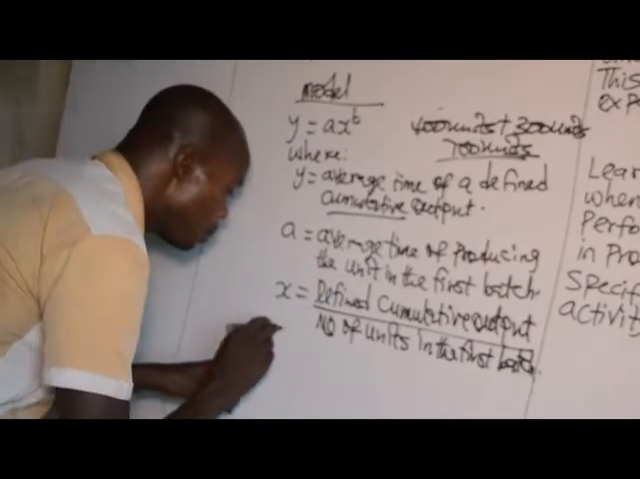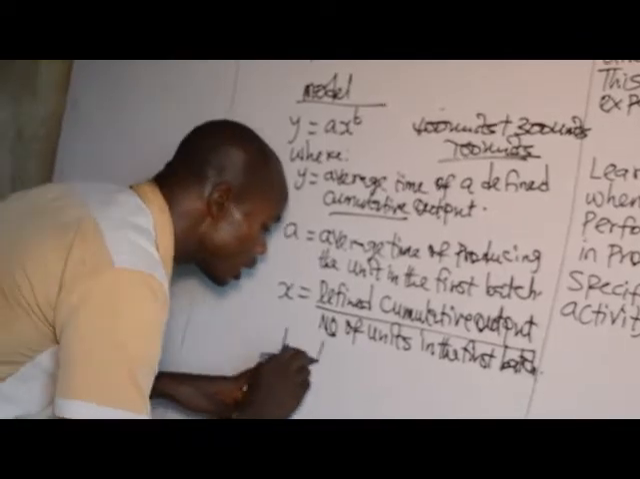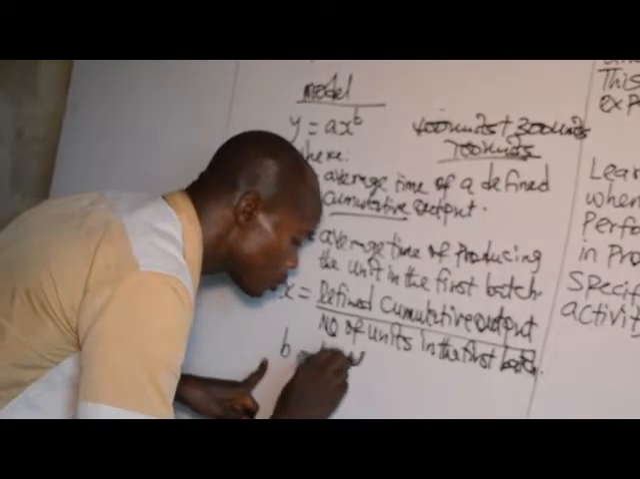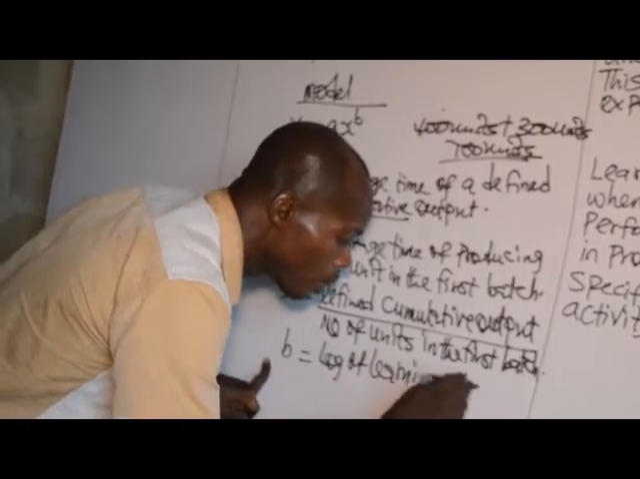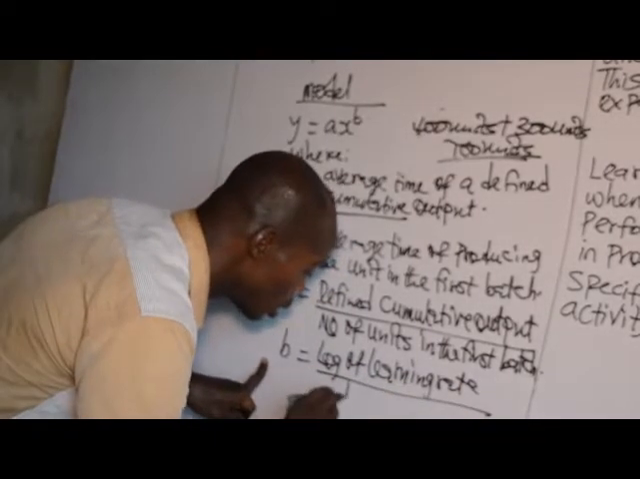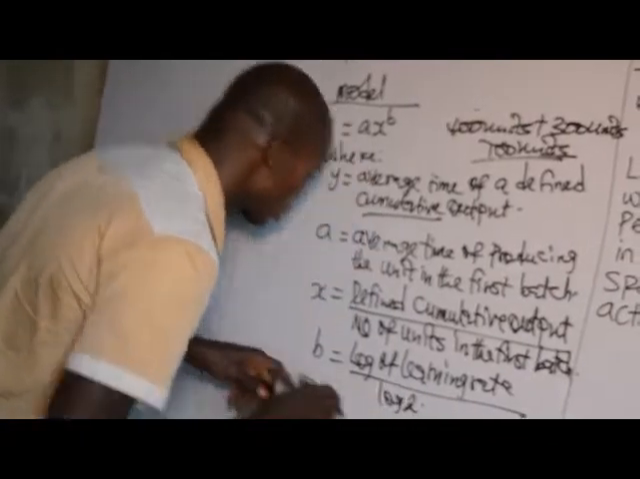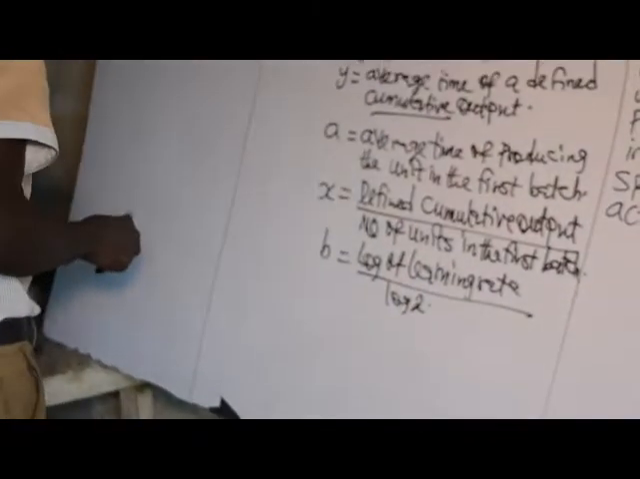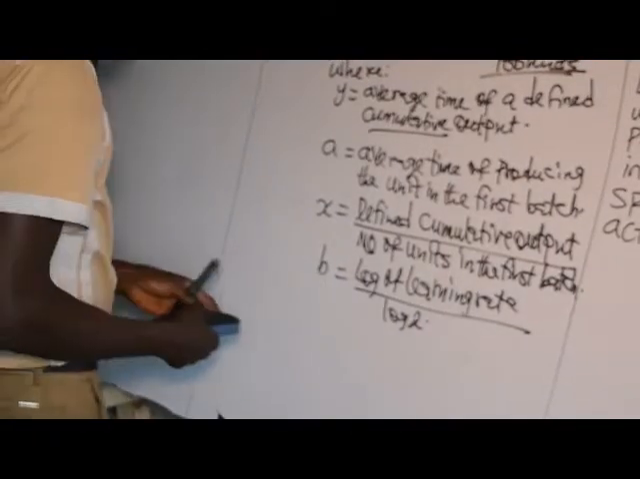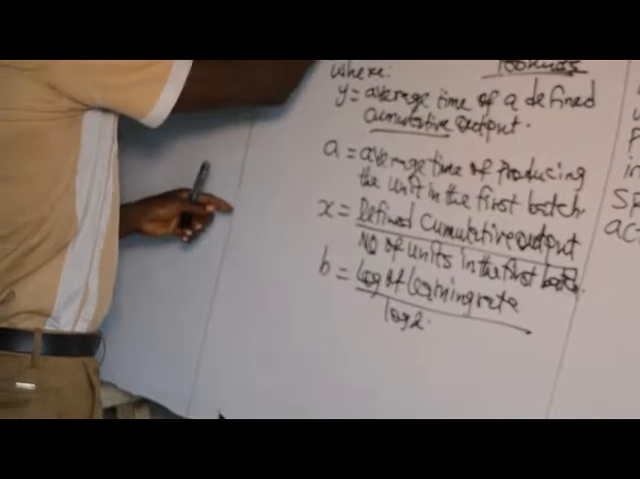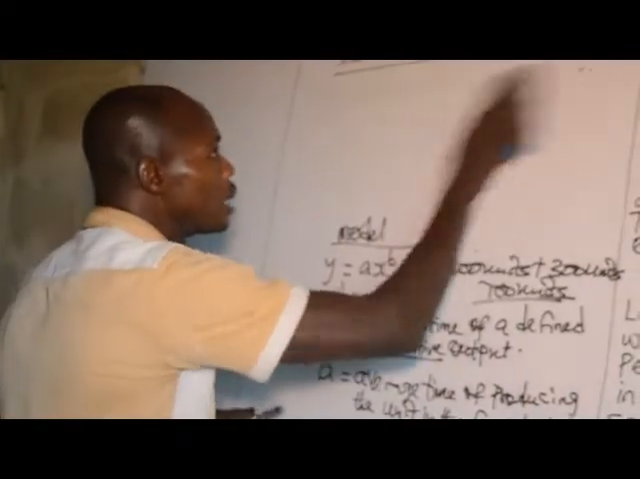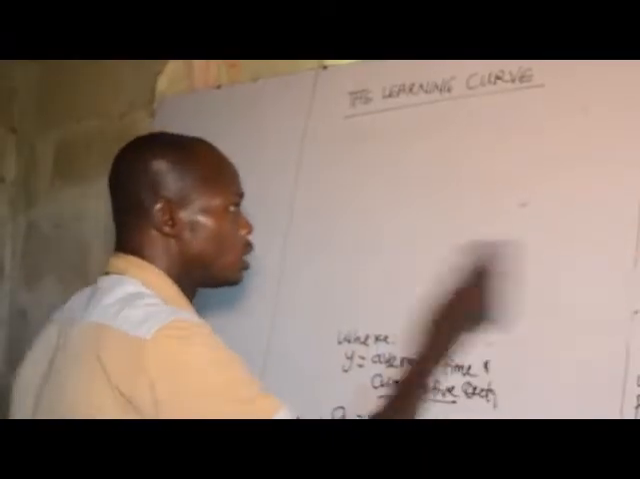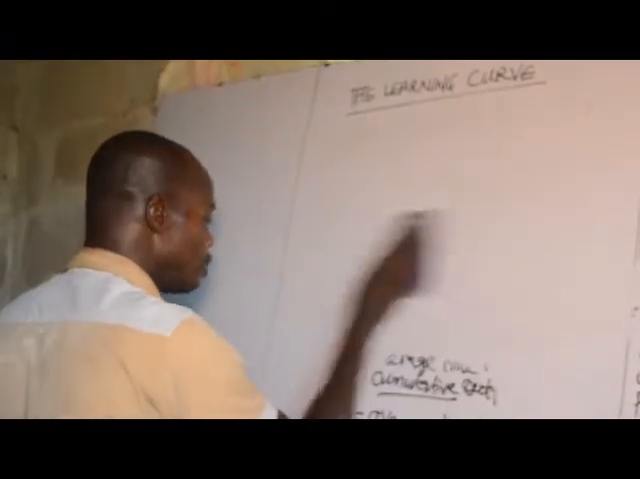b is the logarithm of learning rate over log 2. b is the learning factor and it is calculated by dividing the log of learning rate by log 2. So that is the learning curve model.